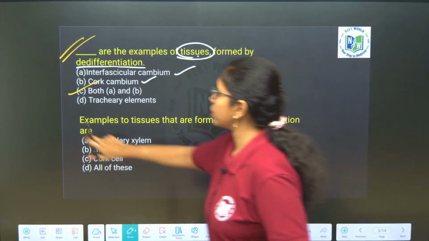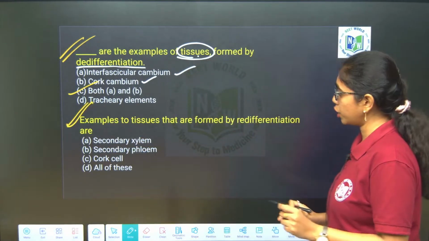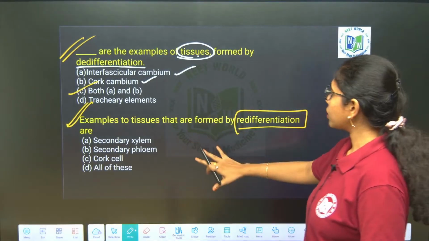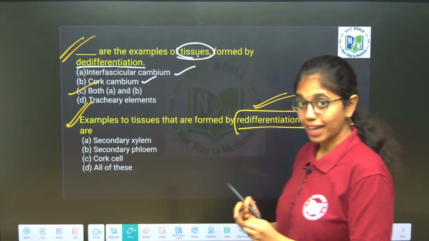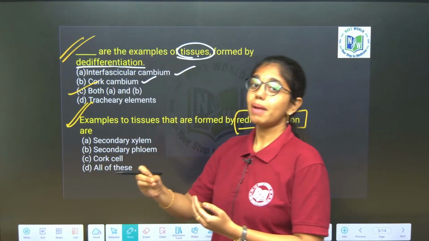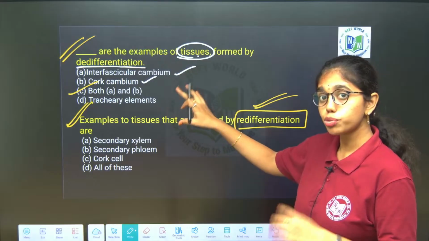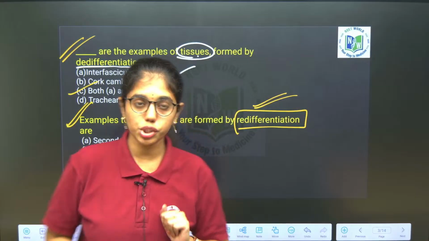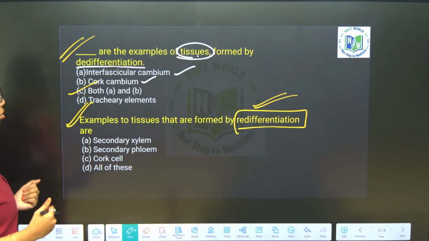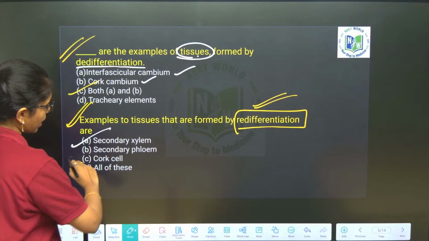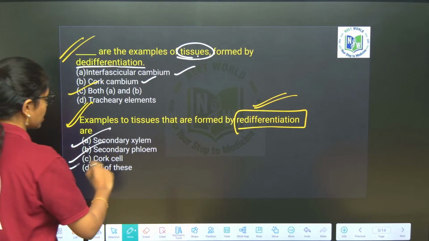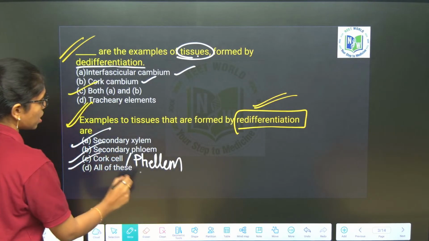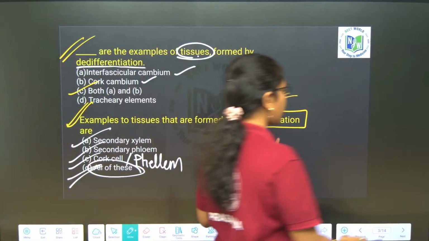Look into the second question. Examples of tissues that are formed by redifferentiation. That means after the meristematic activity, those dedifferentiated cells which are again becoming permanent are called redifferentiated tissues. So here redifferentiated tissues can be what? Secondary cortex, secondary phloem and cork cells which are also called phellem, right? So here the right answer will be option 4, all of these.